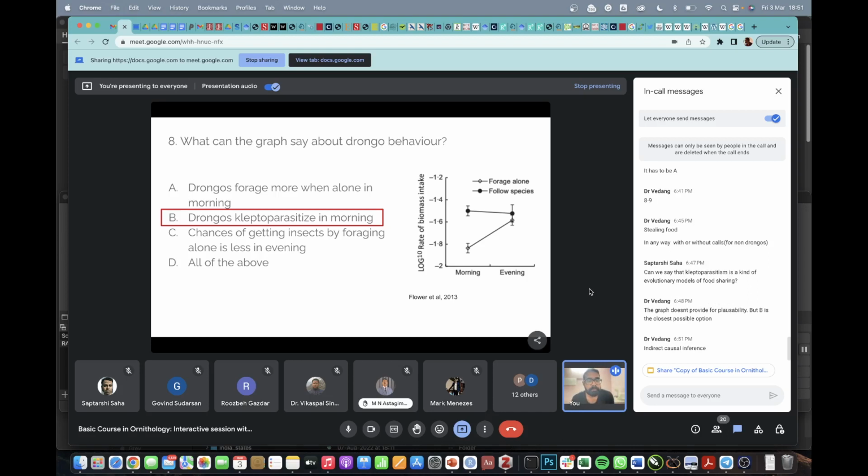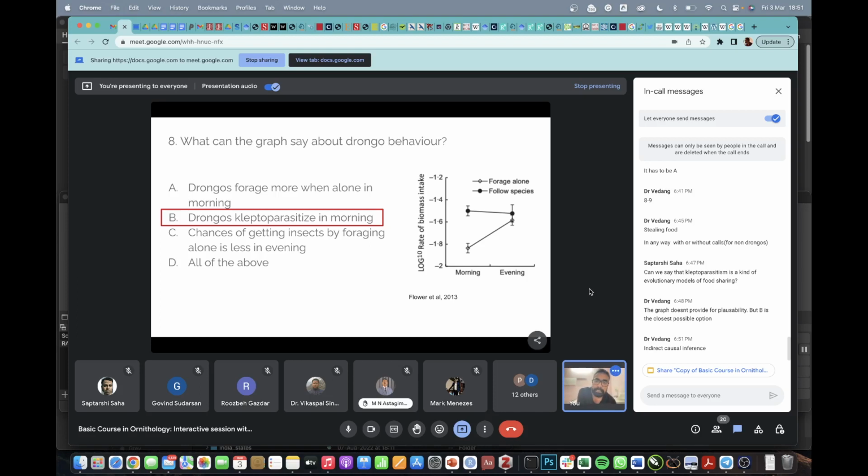So definitely it's not A or C, and because A and C are incorrect, it's not D. If you know how drongos behave, kleptoparasitism is very common in drongos. We just learned that in the last question.